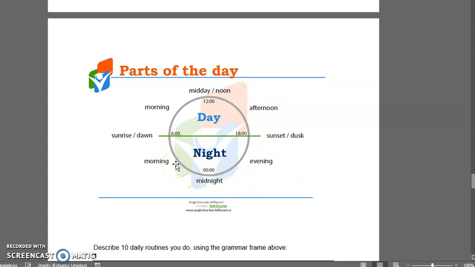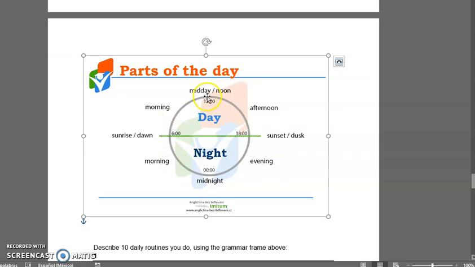Some other authors say late morning is the same. And from 6 a.m. to midday, or noon, is morning also, okay? At 6 a.m. we call it sunrise or dawn. At 6 p.m. we call it sunset or dusk.